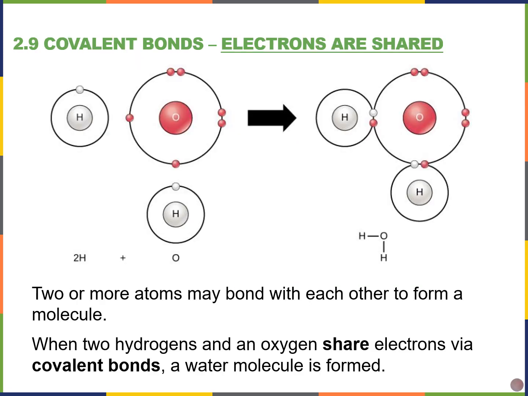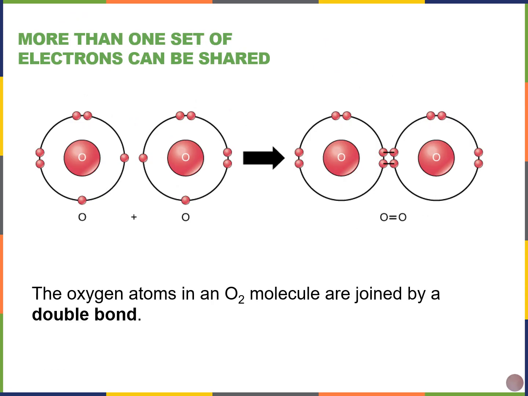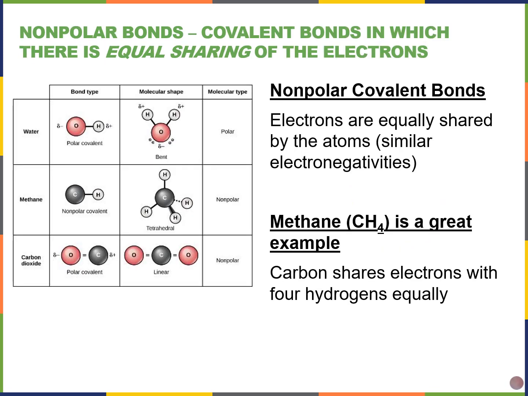So covalent bonds are formed when electrons are shared between atoms. In chemistry, you may have seen the formation of single bonds, double bonds, where more than one set of electrons are shared like this, and even triple bonds. So atoms share electrons in covalent bonds. However, this sharing can be equal or unequal. Nonpolar covalent bonds are stronger than polar covalent bonds.